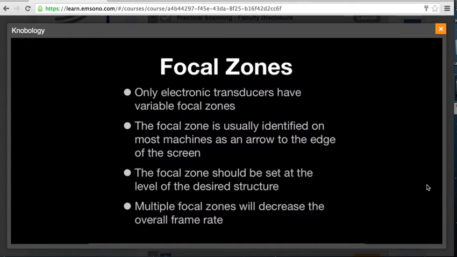It's also important to remember that while the focal zones are an important thing to consider, you don't want to use multiple focal zones when scanning moving structures, since this is going to decrease the overall frame rate and it'll produce a choppy image. So on a cardiac scan, you would want to avoid using multiple focal zones.